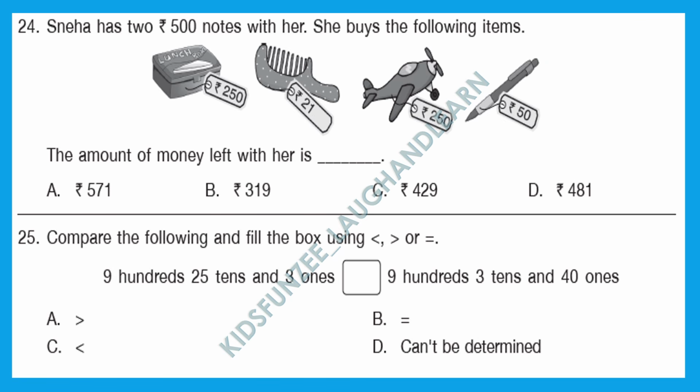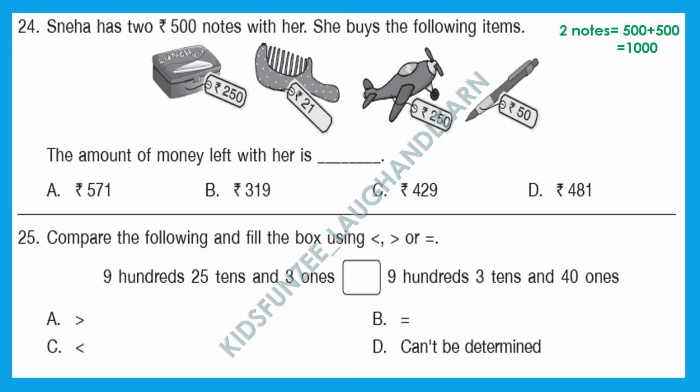Question 24. Sneha has two 500 notes with her. So one note is 500, and two notes of 500 is equal to 1000. Now she has 1000 rupees with her. She buys the following items.